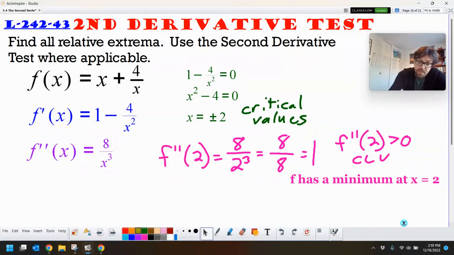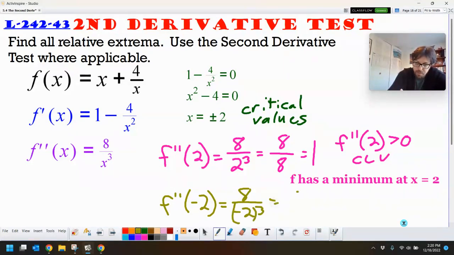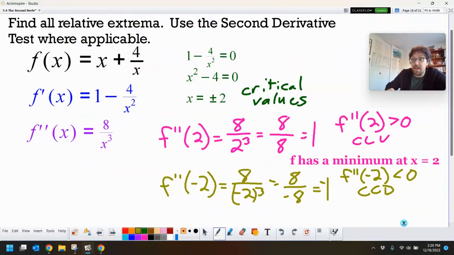Next, let's check that -2. f double prime of -2 equals 8 over -2 cubed. So that'll be 8 over -8, which is -1. So now f double prime of -2 is less than 0. So we are concave down. And by the second derivative test, f has a maximum value at -2 because we're concave down and it's going to be at the top of that arcy thing.